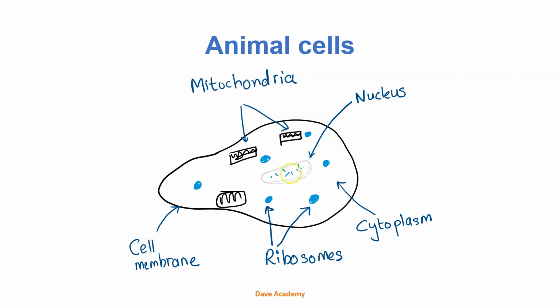What is the role of cytoplasm in an animal cell? A cytoplasm is a gel-like substance where most of the chemical reactions happen. It contains enzymes that control these chemical reactions. What is the role of a cell membrane in an animal cell? Well, the cell membrane holds the cell together and controls what goes in and out of the cell.